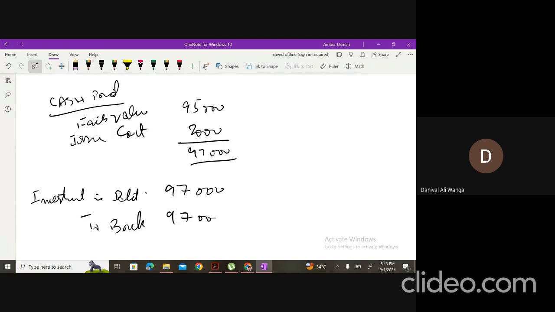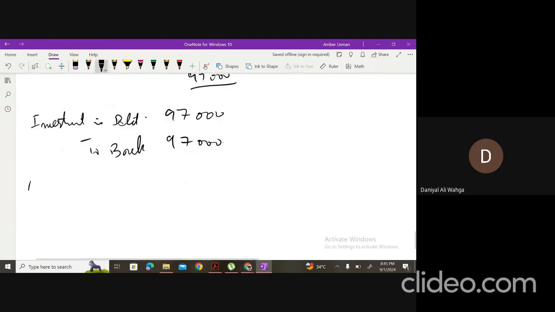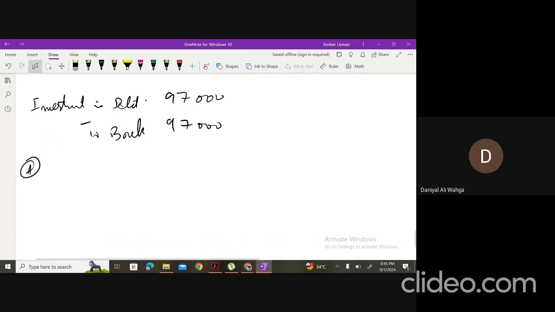Let's consider the first scenario. How will it subsequently be measured? In the first scenario, it will be measured using the amortized cost.